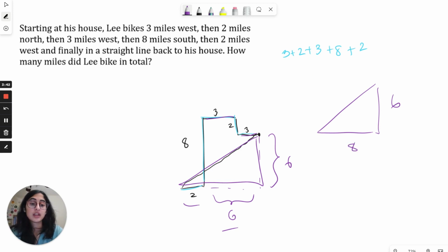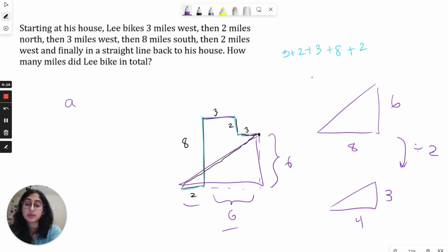And so we could do the Pythagorean theorem on this, or we could say, let's scale this triangle down because smaller numbers make it easier, and then we can just scale it back up. So we can scale this down by a factor of 2, which will give us 3 and 4 as our side lengths. And you can do the Pythagorean theorem to figure out the hypotenuse. We have a squared plus b squared, the 2 legs squared, equals the hypotenuse squared. So we have 3 squared plus 4 squared equals c squared. This becomes 9 plus 16, which is 25, equals c squared. So c, the hypotenuse, is equal to 5.